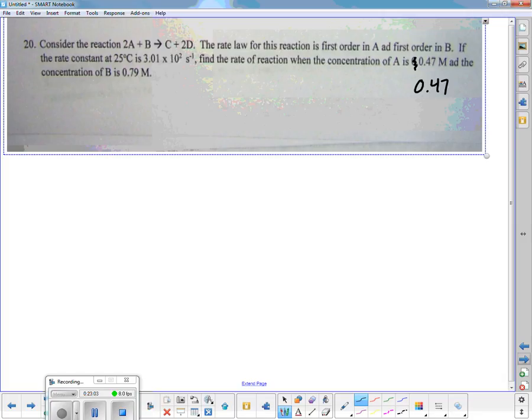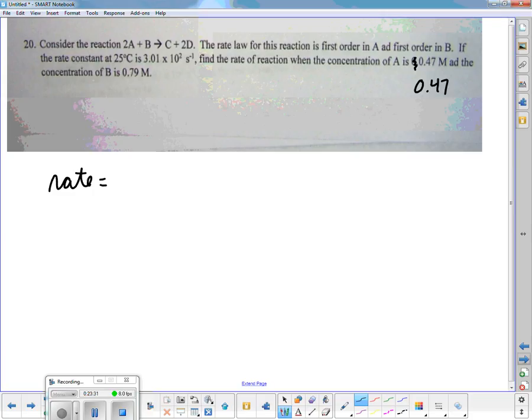Okay, so here we have, consider the reaction. First order in A, and first order in B. Okay, guys, focus. Rate constant. Stop before you go farther. Okay, the rate law for this reaction is first order in A and first order in B. What can I write right now in the rate law? Right, so I know rate is equal to, and the next sentence gives me k. If the rate constant is, I can go ahead and put in k right here: 3.01 times 10 to the second.